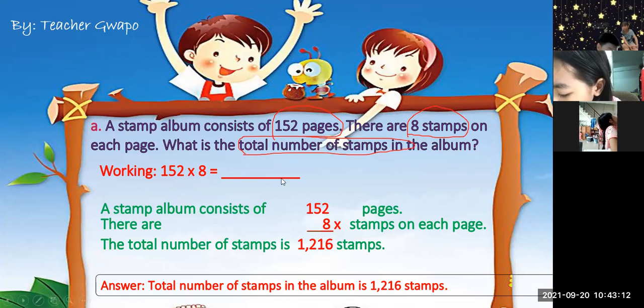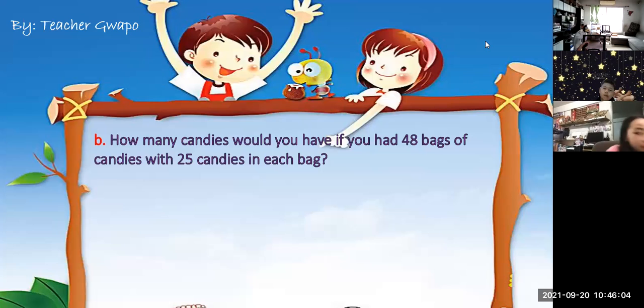So you have to write here how many lines? 1, 2, 3, 4, 5. At least 5 lines. Okay, good. Now in letter B, or number 2, the second question here: how many candies would you have if you had 48 bags of candies with 25 candies in each bag? Again, let me ask again.